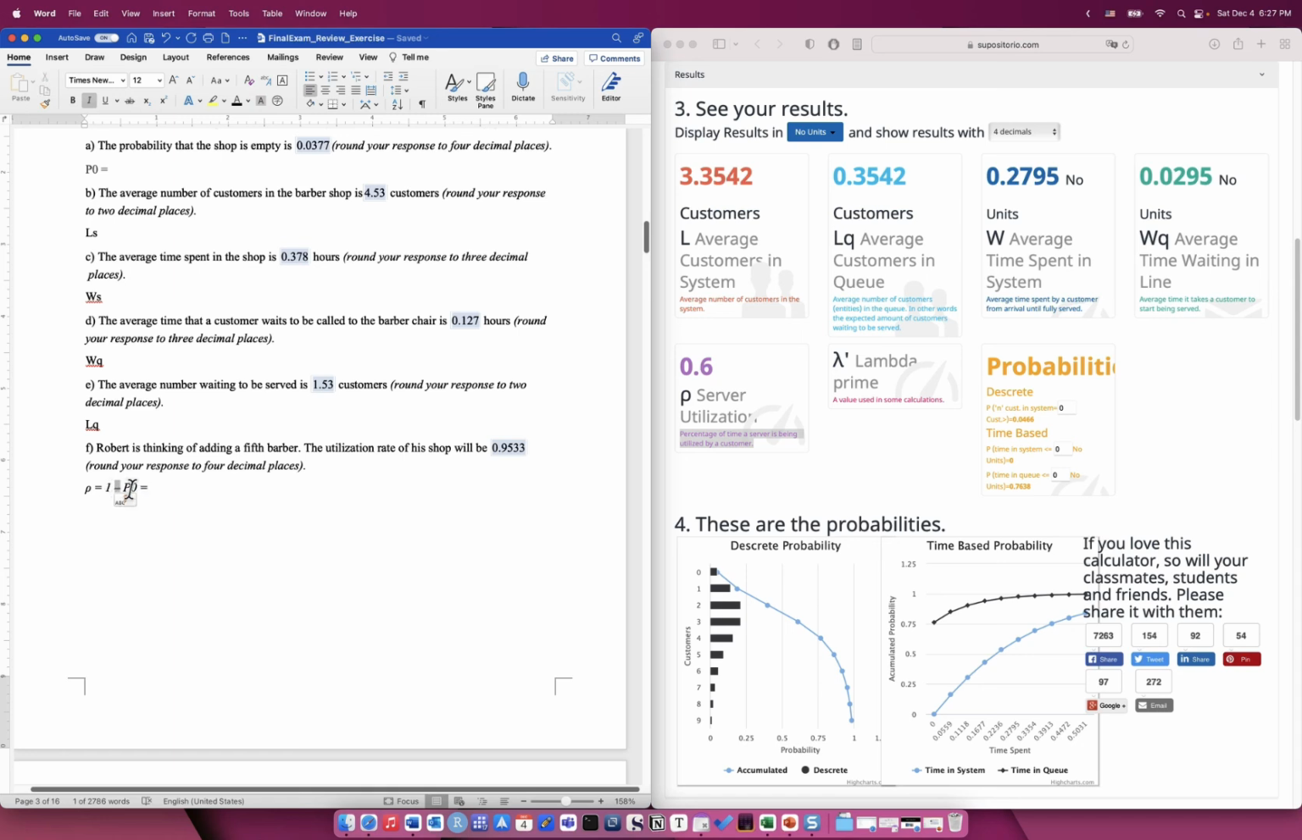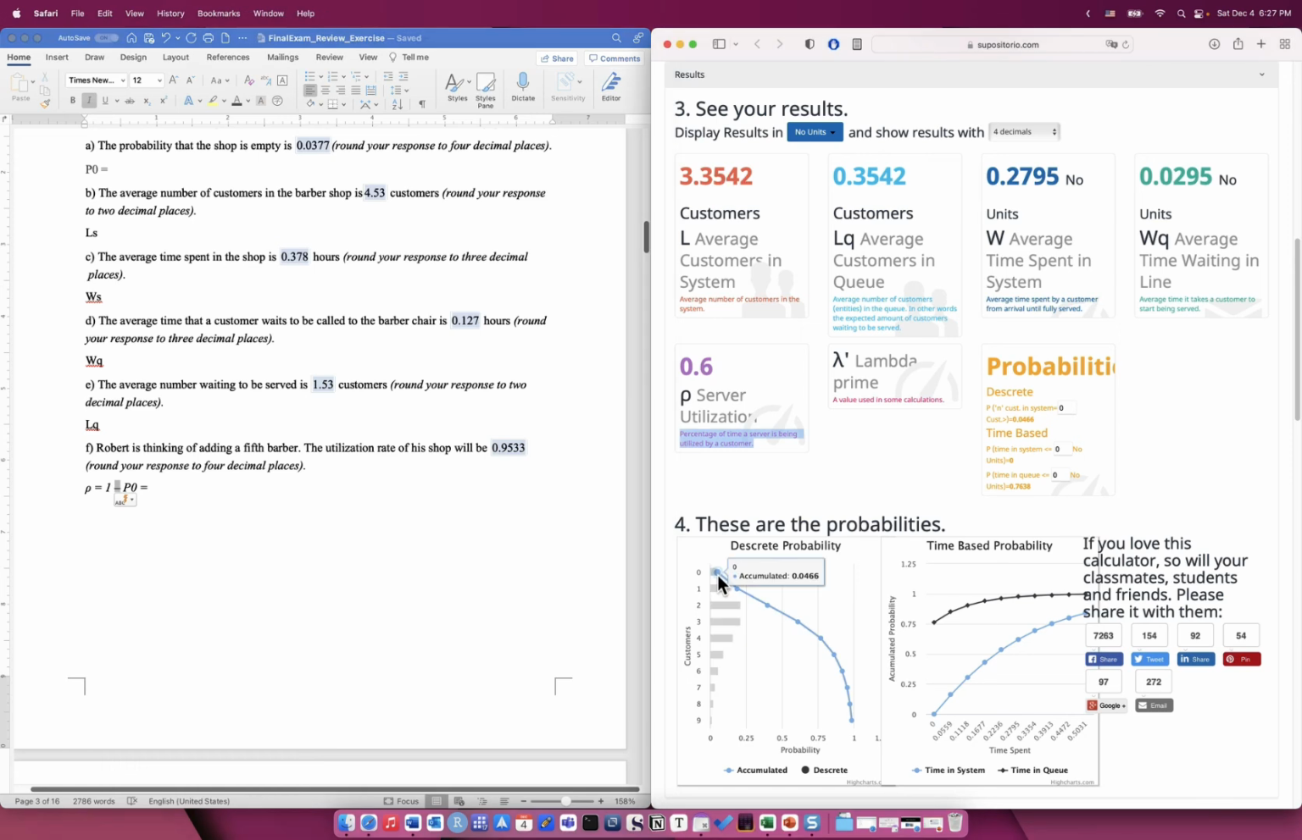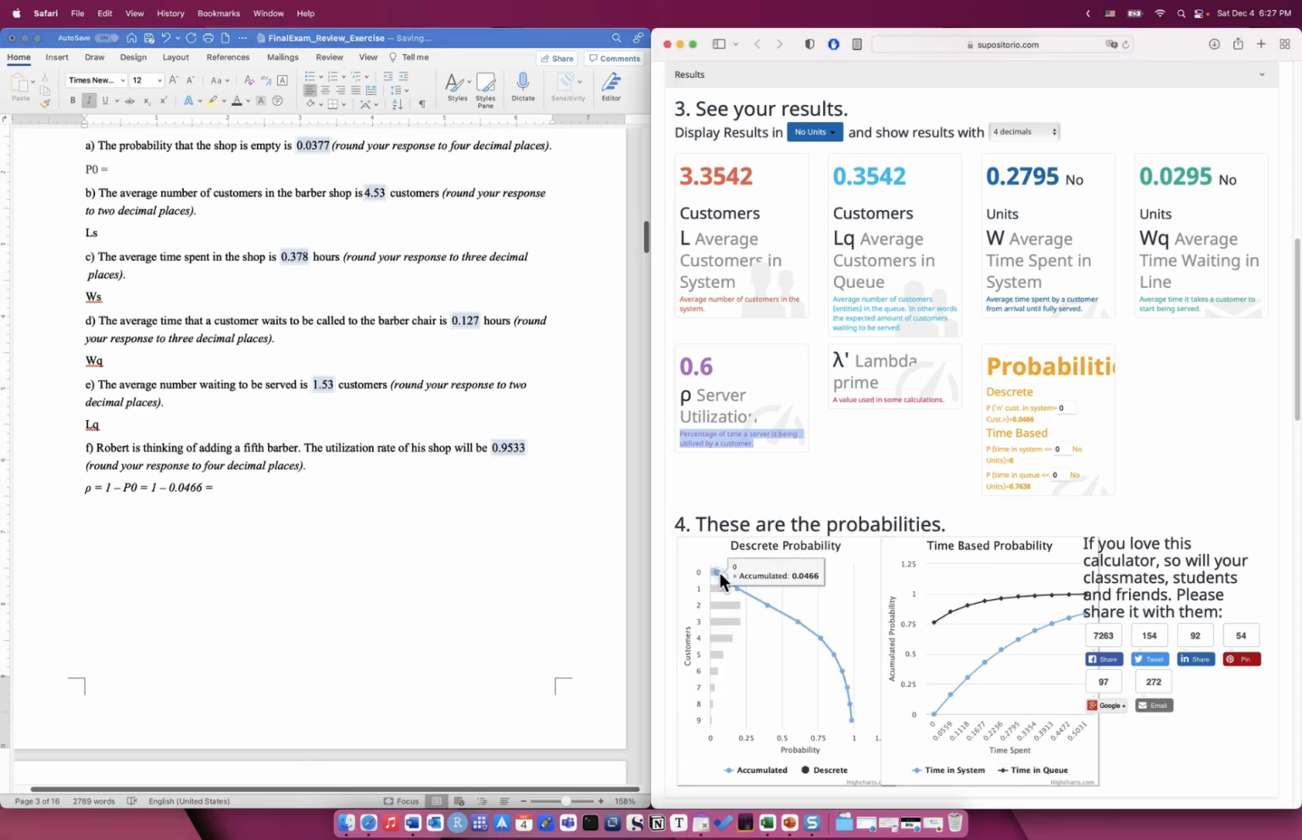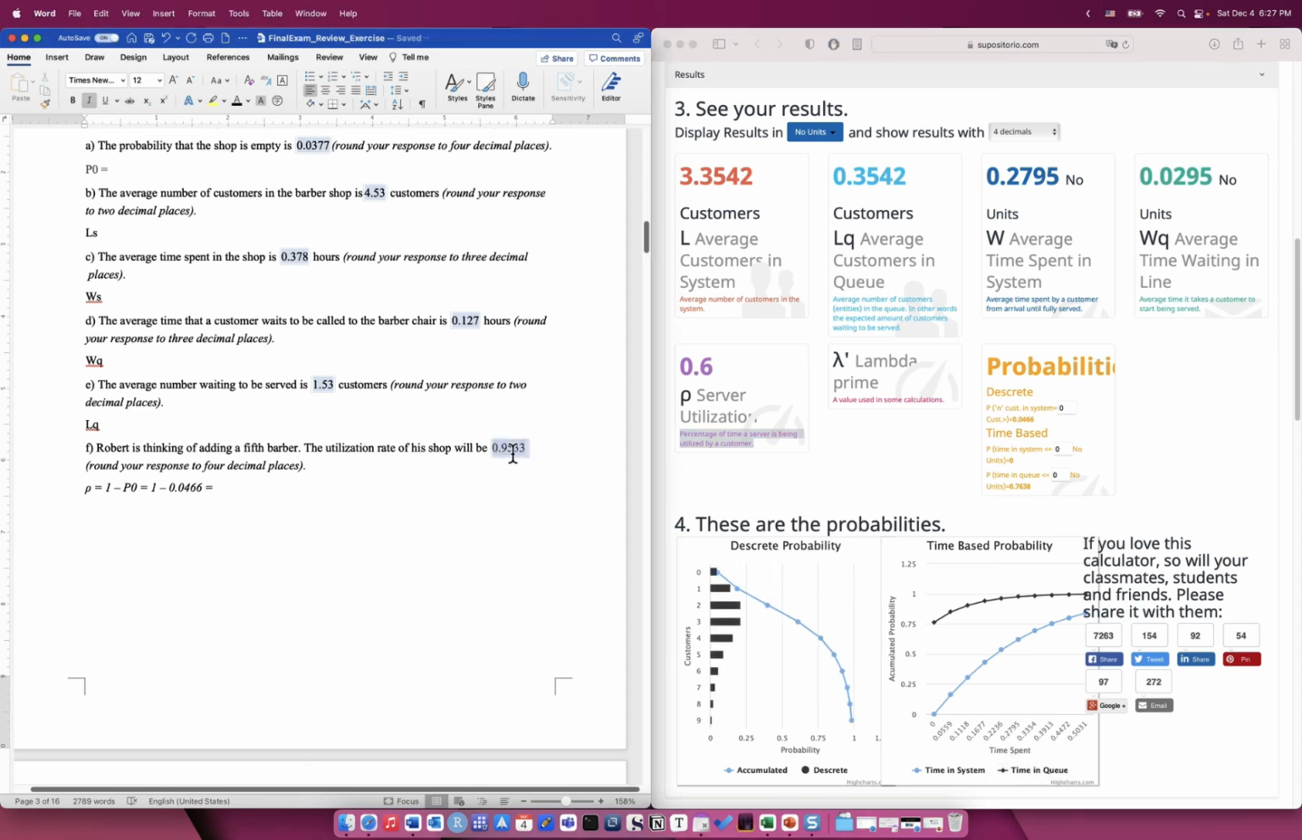So 1 minus P0 in return will tell us the percentage of time that this shop is busy. If you look at P0, it's 0.466. So 1 minus 0.466, therefore this will become the answer.